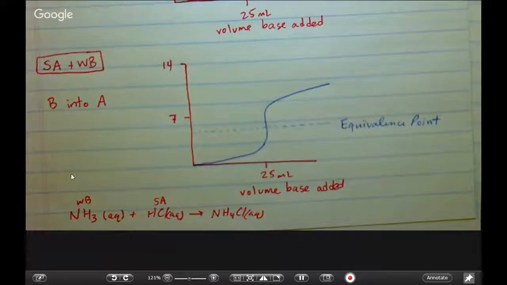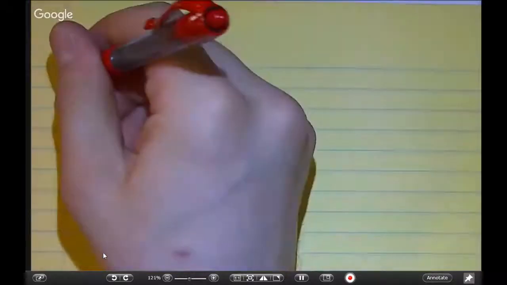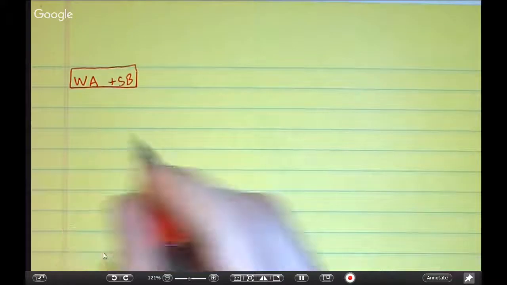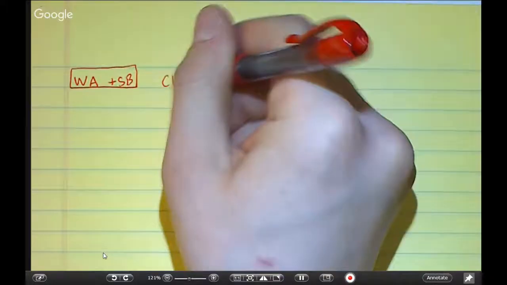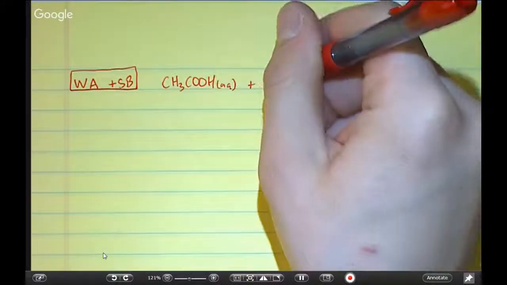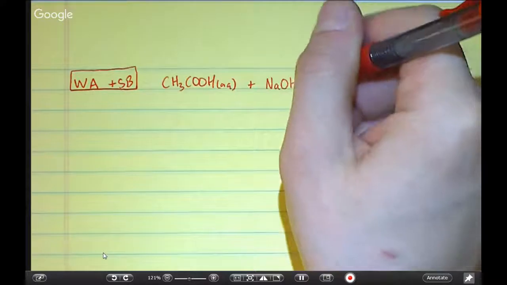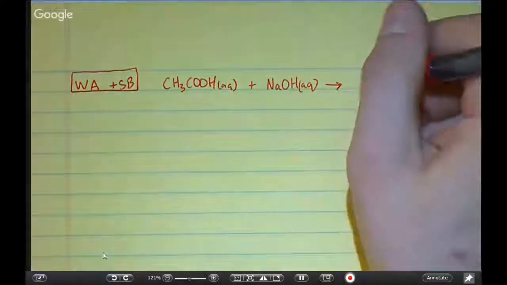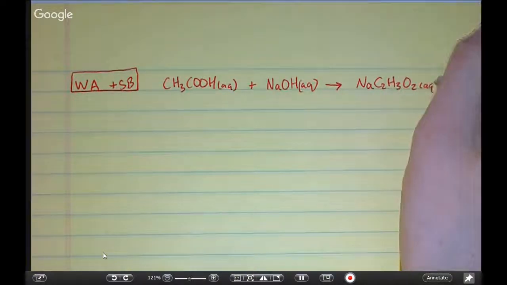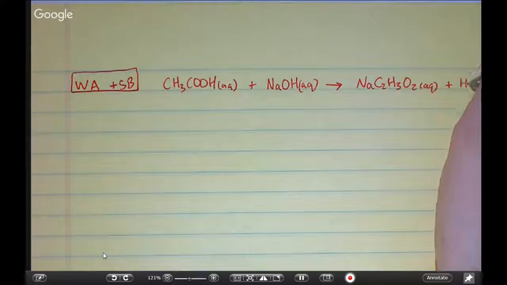Okay, we have 2 more examples here. For this one, we'll look at a weak acid with a strong base. Here we're going to look at acetic acid and sodium hydroxide, forming sodium acetate and water.